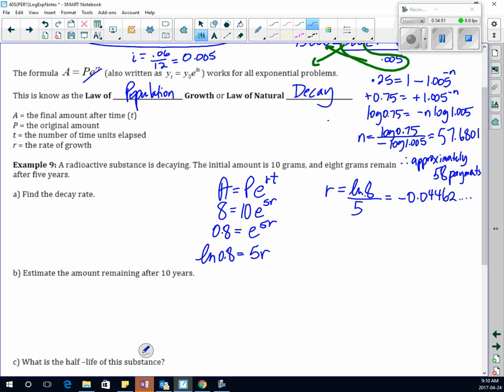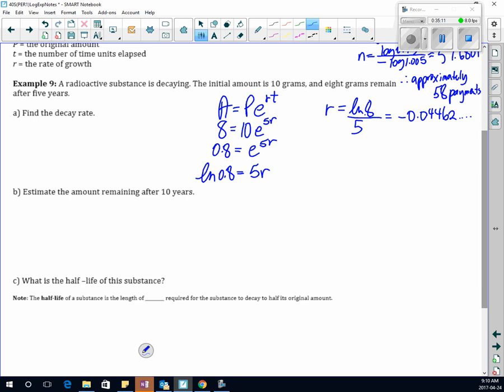It's decaying, yeah. So, okay. I would actually keep this in my calculator and store it in alpha A, so it's an exact value. You go store alpha A, where it says STO.